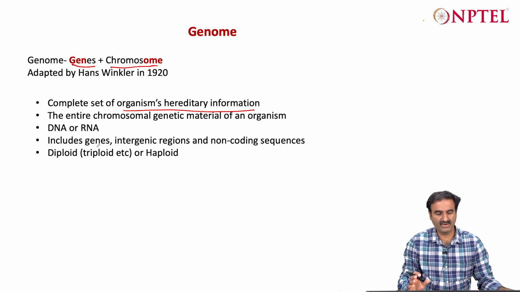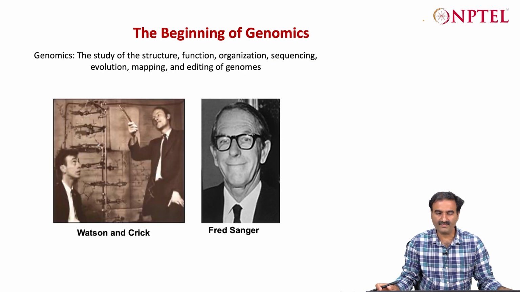Now there is a term called haploid, diploid, and tetraploid in case of plants, or polyploidy. Basically it means how many copies of the chromosomes are present, right? So the human genome is, for example, diploid. It has 2 copies of the chromosomes.